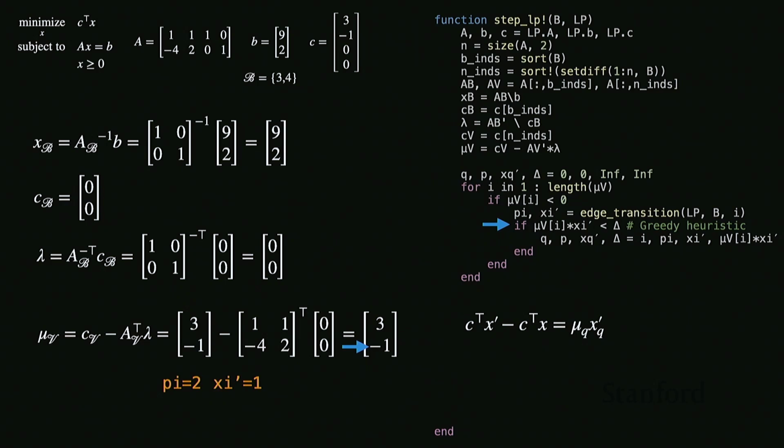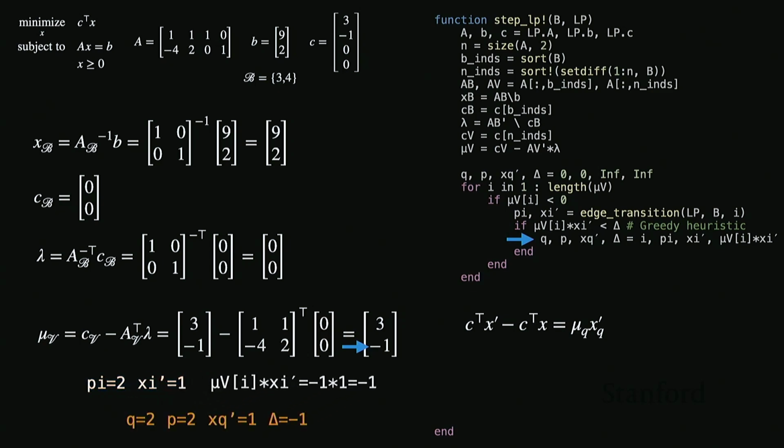Now we're looking, is this decrement, so is this mu v of i times xi prime, less than delta, which is the largest decrement in our objective that we've seen so far? And remember, we want to minimize, so we want a large negative value. So we check, is that less than delta? If it is, which in this case it's -1, which is less than infinity, so yes, we're going to store that. We update the p, q, xq prime pair that we've seen. And since we only had 2 components here, we're done with this for loop now.